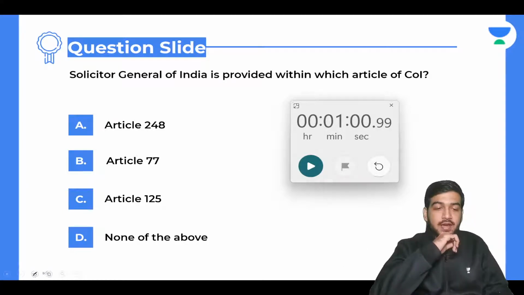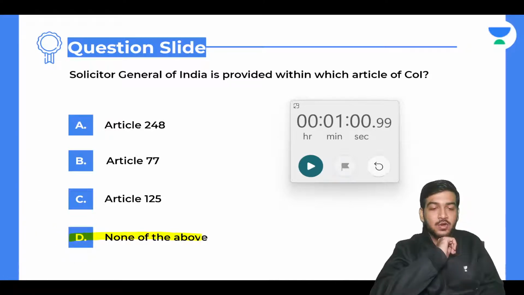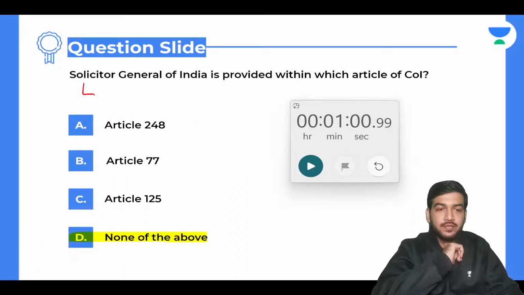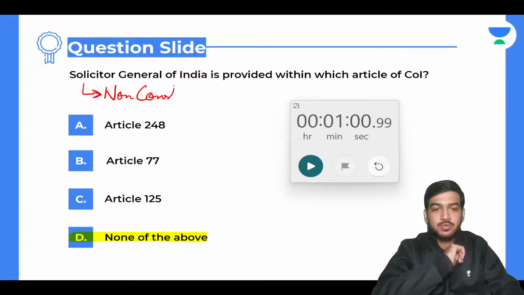The correct answer to this question is D, None of the above. Why? Solicitor General of India is a non-constitutional position.